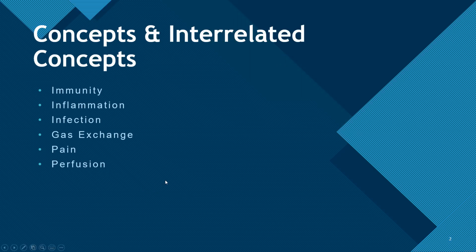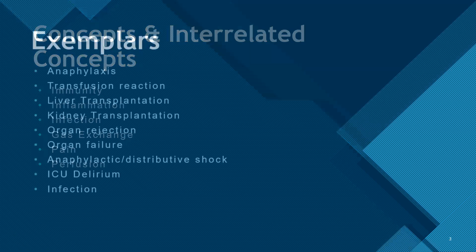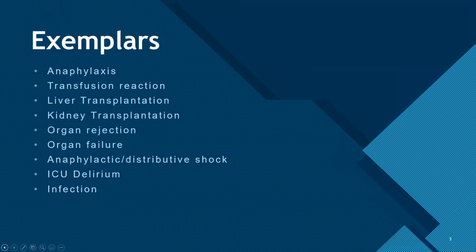All right. So it's always finicky when I'm trying to figure out how to turn things. So these are the exemplars. There's a lot of them. Transplantation, right? Both liver and kidney, and then organ rejection failure. Anaphylactic reaction as well as distributive shock, but I went more into distributive shock with sepsis.